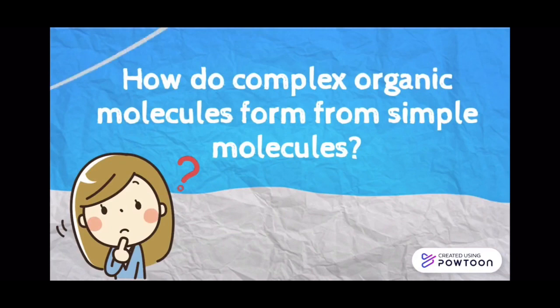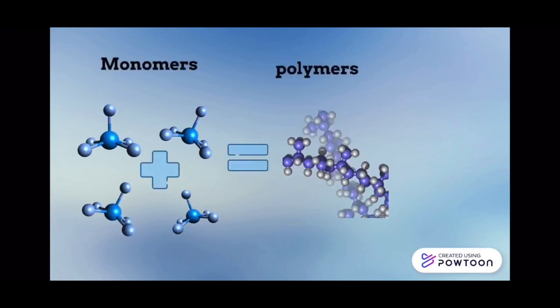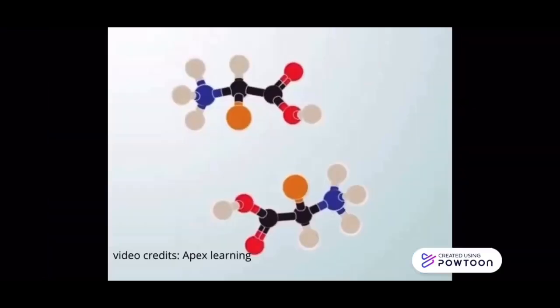To answer this, first you need to know what monomers and polymers are. Monomers are the basic building blocks that when combined form polymers, and for every 2 monomers that join, 1 molecule of water is released. Now, how does that happen?